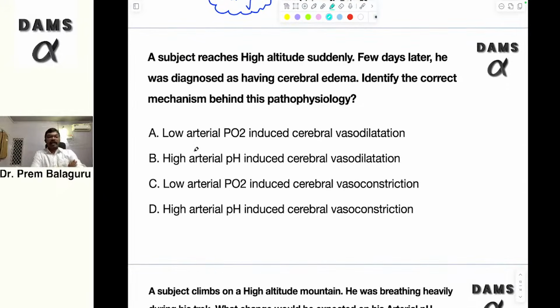A subject reaches high altitude suddenly. A few days later, he was diagnosed as having cerebral edema. Identify the correct mechanism behind this pathophysiology. It's a straightforward one-liner.